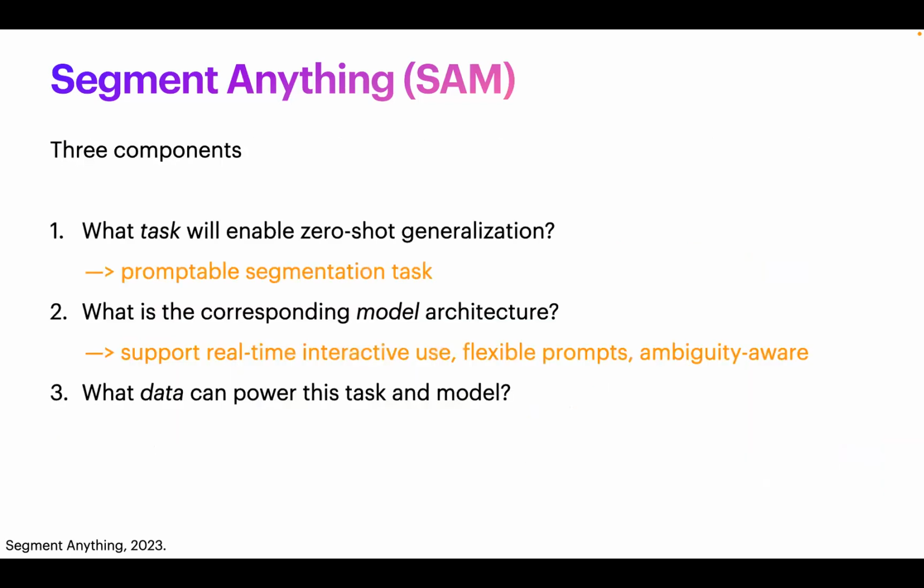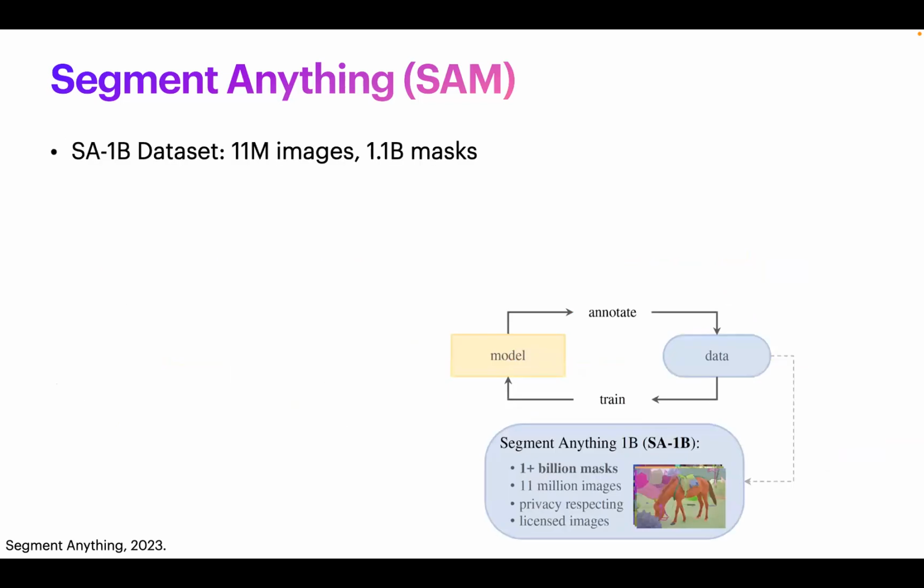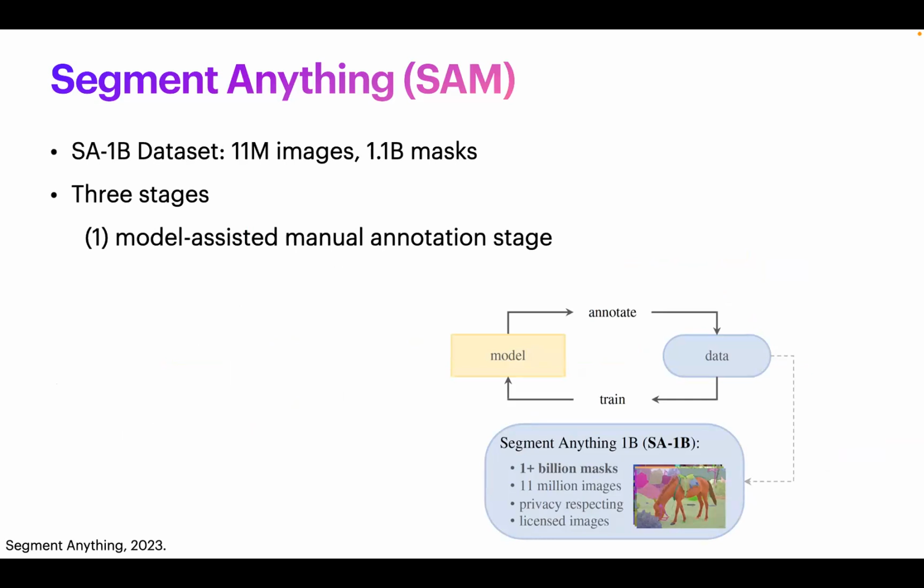Part of this task, they design a very large-scale dataset consisting of 11 million images and 1.1 billion masks. So how they create it is based on annotating and training the model in stages. In the first stage, it is a model-assisted manual annotation stage. At this point, they hire professional annotators to generate very high-quality annotations, and then train the first batch model.